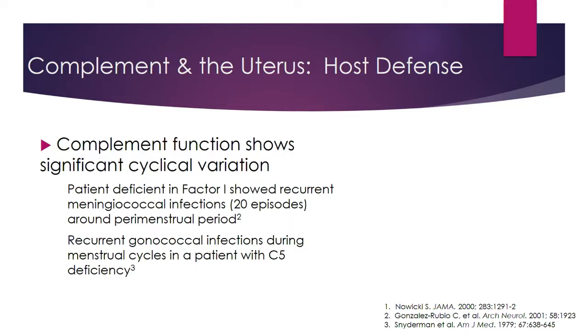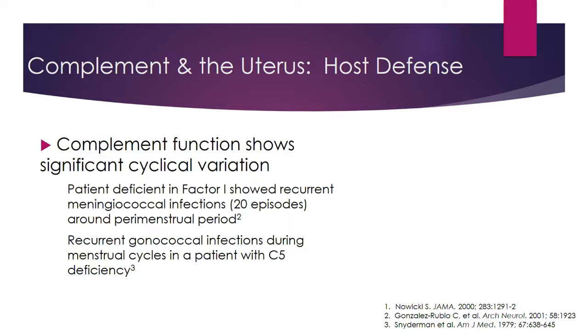So what do we know about complement's role in host defense involving the uterus? There have been natural experiments in which human beings have been born without certain complement factors, particularly deficiencies in the terminal complement protein pathway beyond C5. So defects in C5 or C6 or even factor I, which is an inhibitory protein, have been associated with recurrent meningococcal infections.